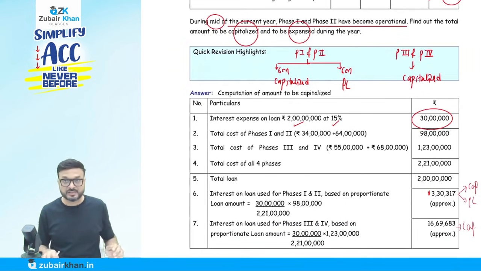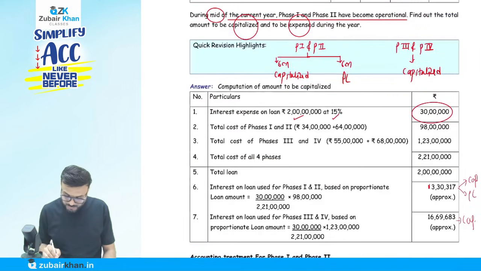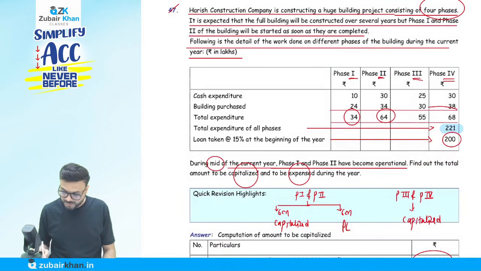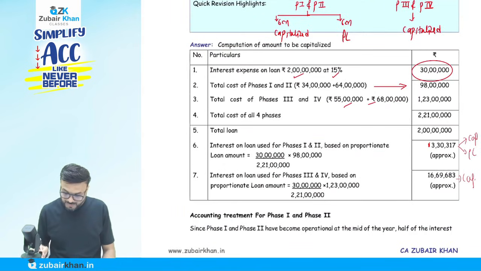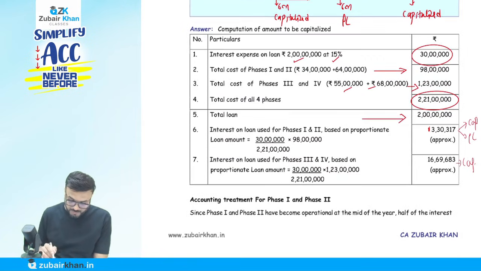Okay. Now how much did we incur in phase 1 and phase 2? 34 and 64, that is coming 98. And here phase 3 and phase 4, that is coming 55 and 68. So this is the amount that we incurred on phase 3 and 4. This is the total amount on all the 4 phases. Now we are simply bifurcating here. Total amount of loan is how much? 2 crore. So total amount of interest is how much? 30 lakhs. I just have to bifurcate these 30 lakhs in the ratio of 98 and 123.